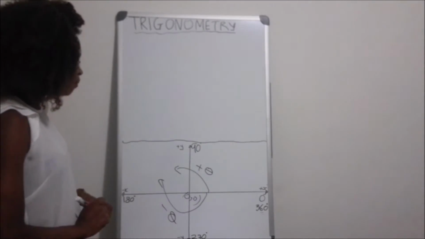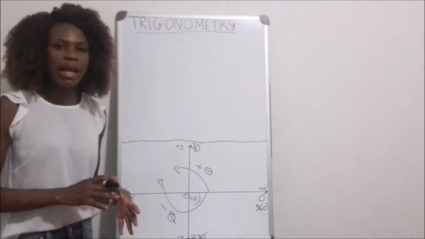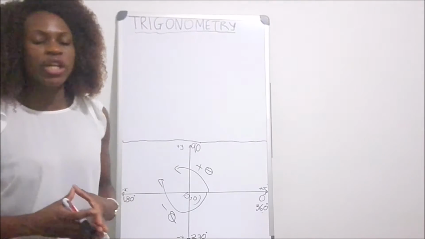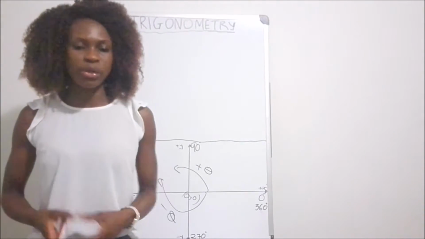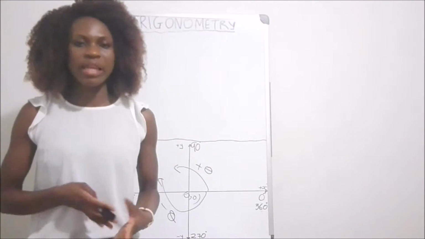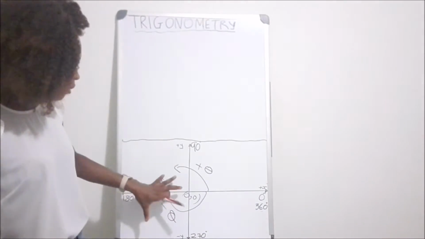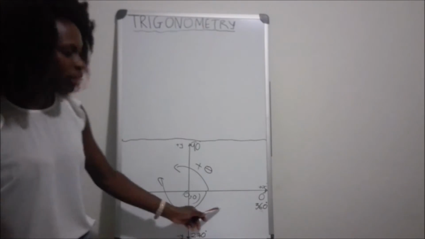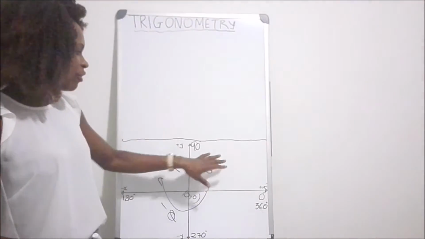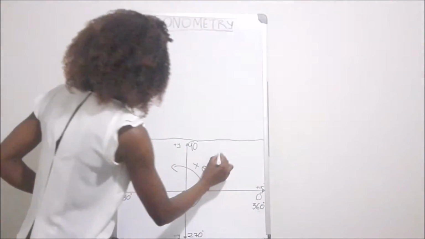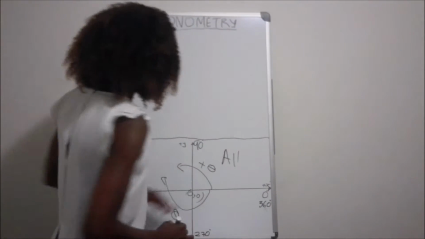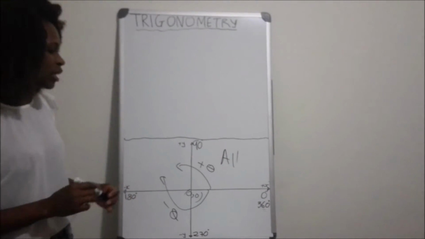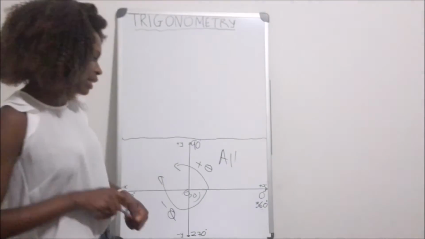Then I also want us to learn about the trigonometric ratios. In which quadrant are they positive and in which quadrant are they negative? This is the first quadrant, the second quadrant, up until the fourth quadrant. In the first quadrant, all trigonometric ratios are positive. The first quadrant is between 0 degrees and 90 degrees.